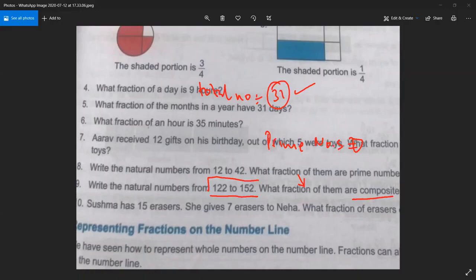Yes, sir. Next question. Can you do this? No, what is the full question? What fraction of erasers are left? I can't see the full question. Can you see it? What fraction of erasers does she give? Does she give? Okay.